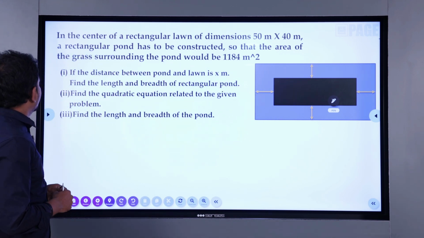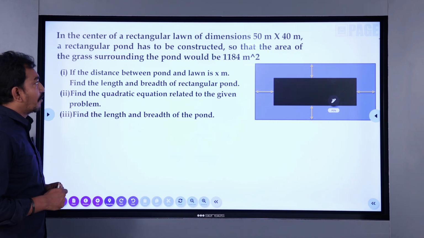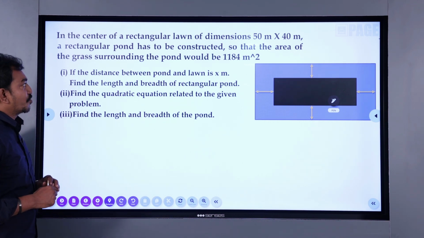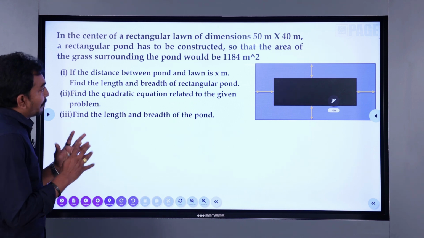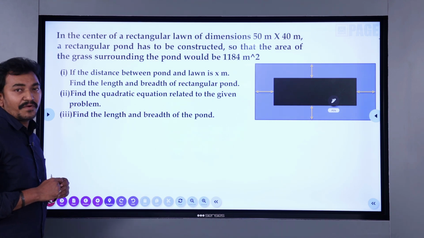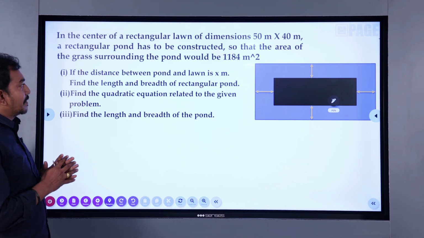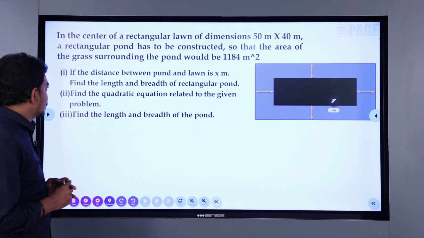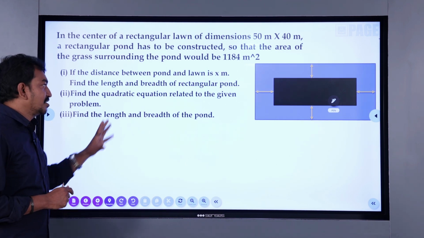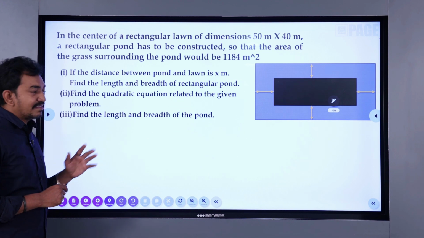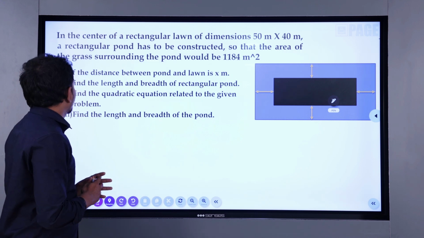In the center of a rectangular lawn of dimensions 50 meters by 40 meters, a rectangular pond has to be constructed, so that the area of the grass surrounding the pond would be 1184 square meters. Now if the distance between the pond and the lawn is x meters, find the quadratic equation which will describe the situation and find the length and breadth of the pond. So let's try to decode this question.